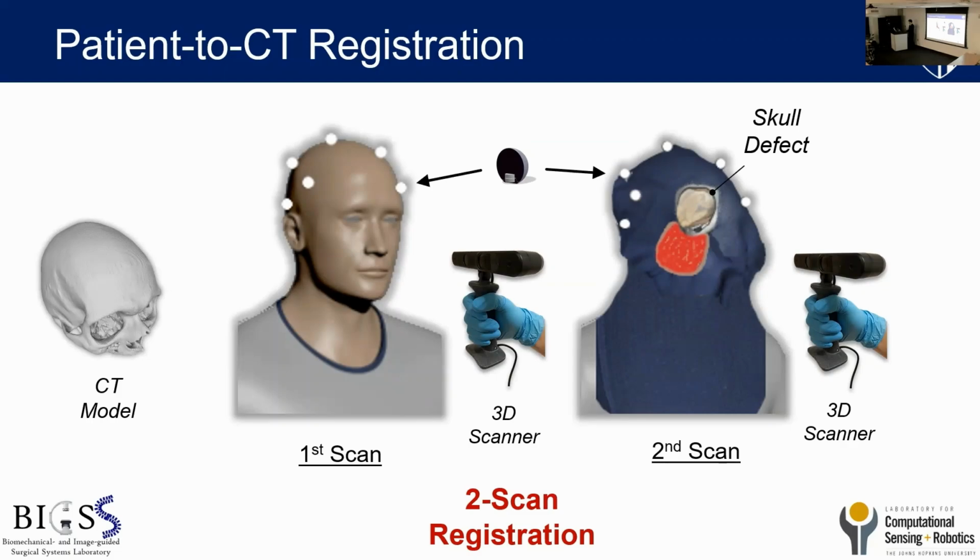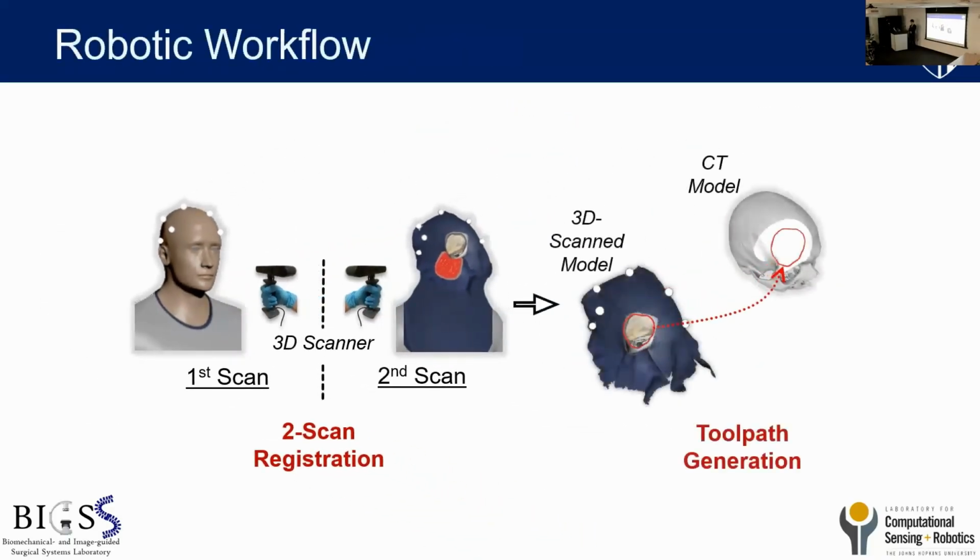Then we perform the second 3D scanning. And the second model can be registered to the first head model using these reattachable fiducial markers. And the first model can be registered to the CT model. Therefore, we complete the patient to CT registration. And then we can use the registered defect model to generate a cutting toolpath.